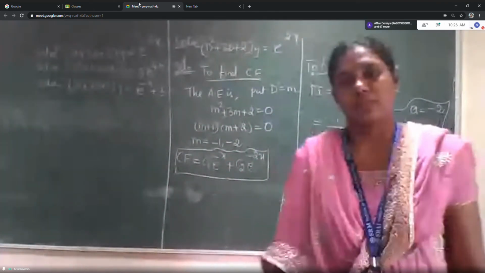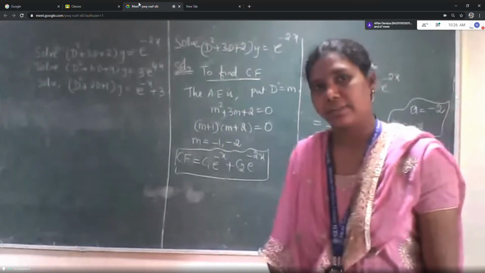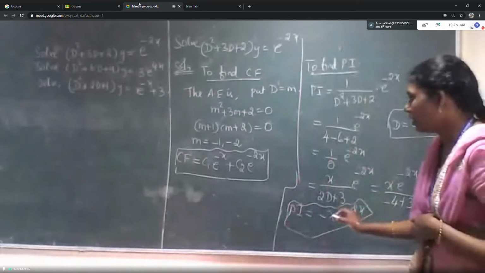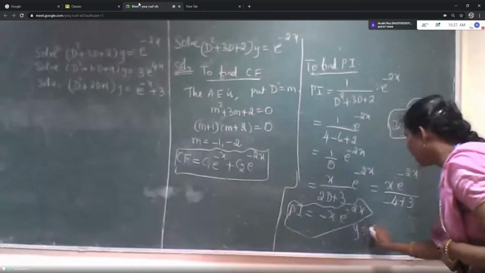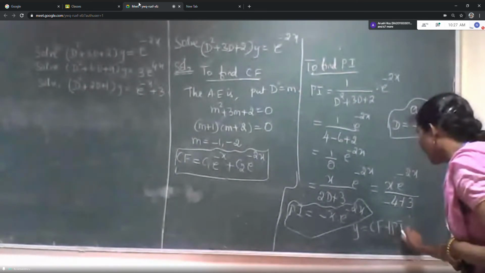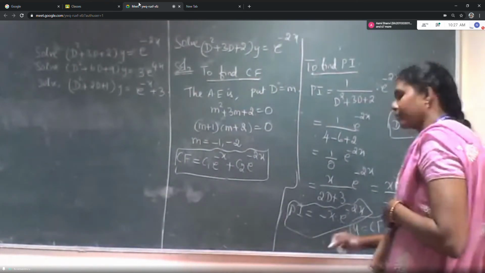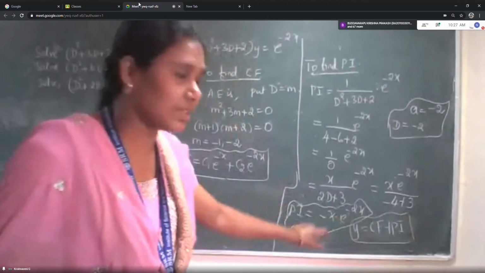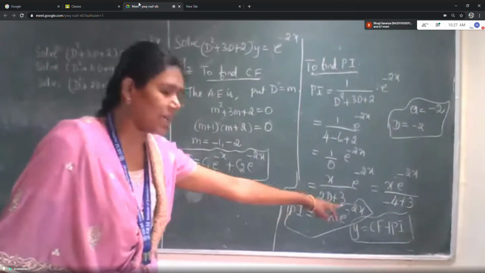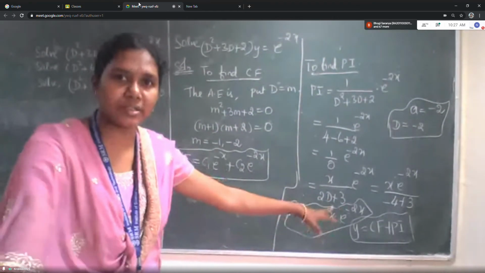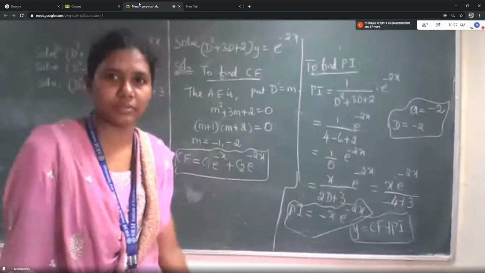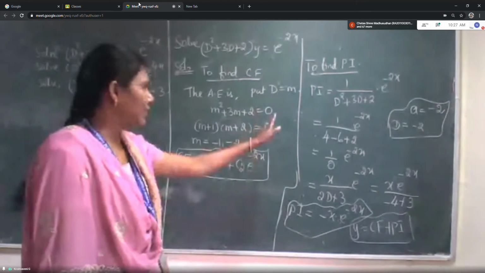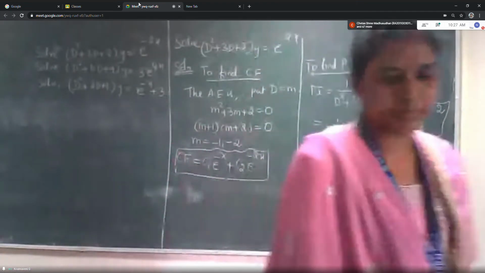That's all. Hereafter, what do we have to do? We have to add CF plus PI to write the final solution. The complete solution is y equal to CF plus PI. This is an important thing: you have to write the full CF equation plus the full PI equation. Simply, I wrote here CF plus PI, but you have to write it fully. Guys, if you have any doubt in the first problem, ask me. One second, I will explain.